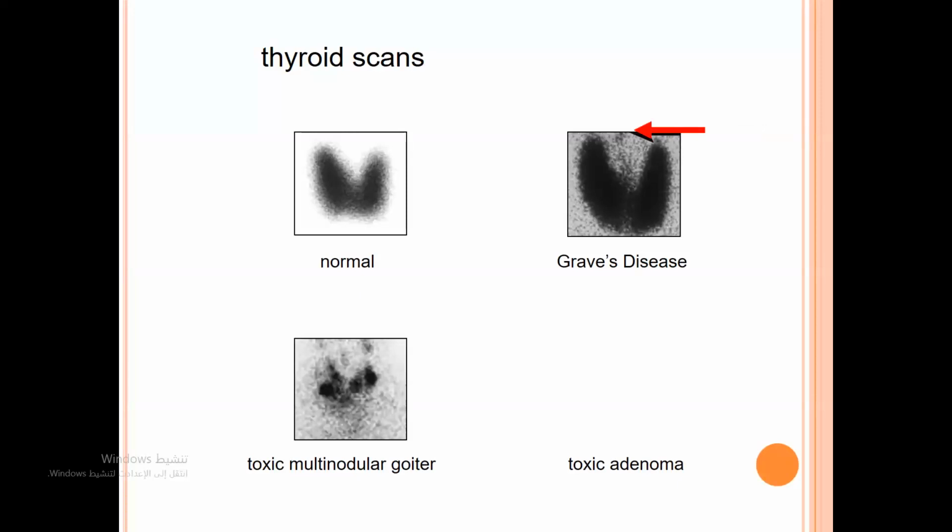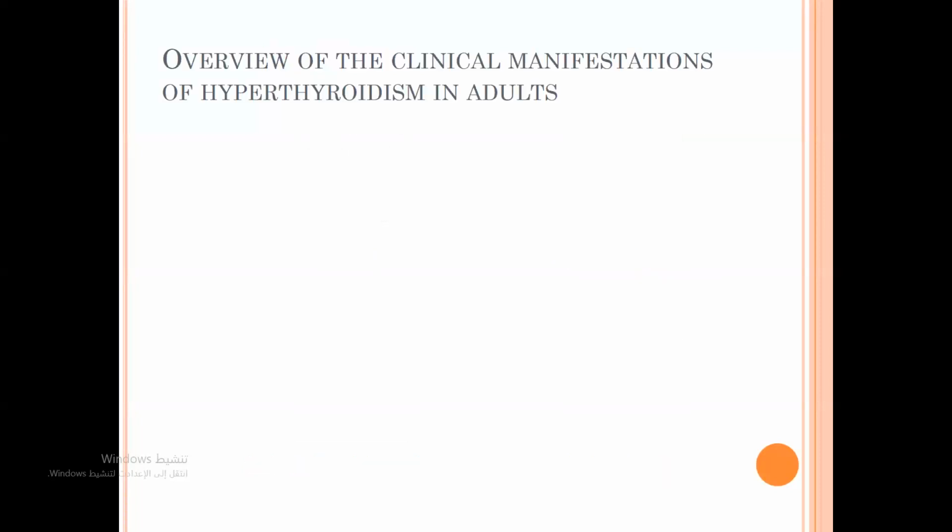We have nodules in both sides, right and left, all over the gland, and there are hyperfunctioning nodules detected by the scan. And finally, we have one adenoma, which is hyperfunctioning, under the terminology of toxic adenoma. So either one toxic adenoma, toxic multinodular goiter, or Graves' disease, the thyroid scan will definitely help us. Again, if the patient has low uptake, for example, you have to think about other differentials like thyroiditis.